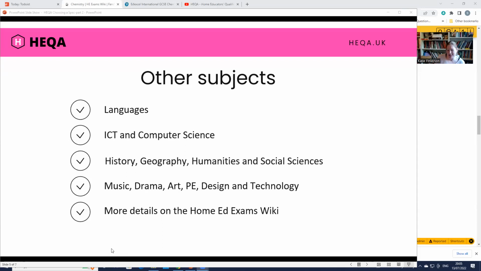Edexcel IGCSE doesn't have that 15-hour component, but it does have an on-screen practical exam. So again, you might be able to find more centres that can do that, but they do have to have the computer set up and be familiar with the technology and able to get all that to work. So it's kind of in the middle. It's a bit easier than the GCSE to find access for, but it's not as easy as the Cambridge one.